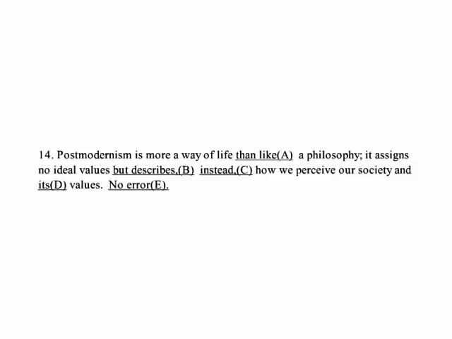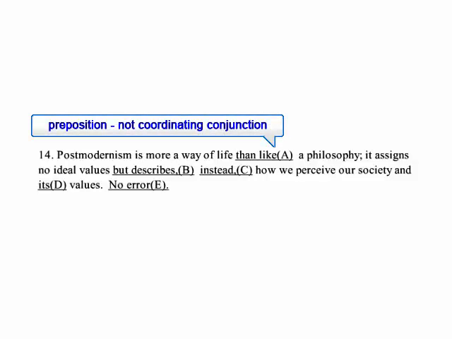14. Postmodernism is more a way of life than like a philosophy. It assigns no ideal values but describes, instead, how we perceive our society and its values. This is one where you need to be a little bit careful using your ear, because we'll use "like" sometimes as a coordinating conjunction in conversation. It's not a coordinating conjunction, it's a preposition. So in this case, it's extraneous. The corrected sentence here is, postmodernism is more a way of life than a philosophy. It assigns no ideal values but describes instead how we perceive our society and its values. See how that "like" is extraneous? Got to be careful there because we do drop it in there in conversation.